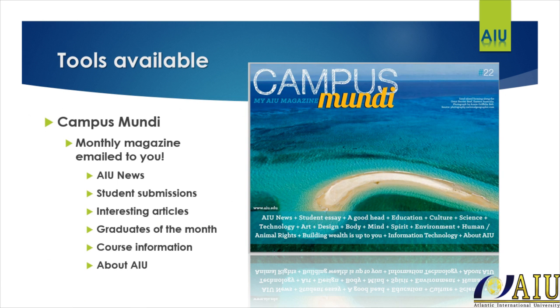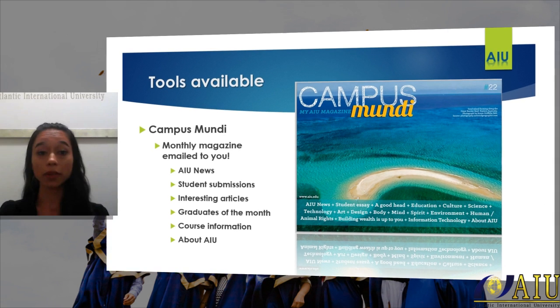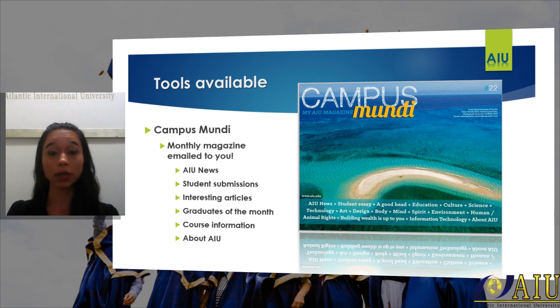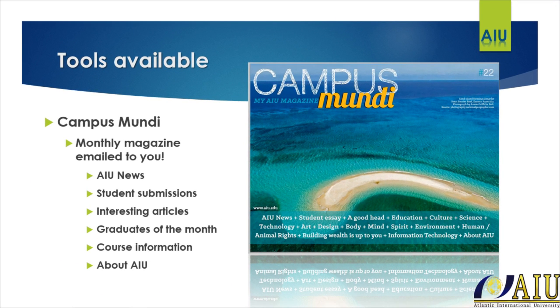Another tool is Campus Mundi. We have at AIU a monthly magazine that is emailed to you every month. You will find different categories. You have AIU news, student submissions, some articles, the names of the graduates of the month, and some information about certain courses. So it's very useful. You can use these articles for your assignments. You can understand the university better through this magazine. So we encourage you to explore it every time.